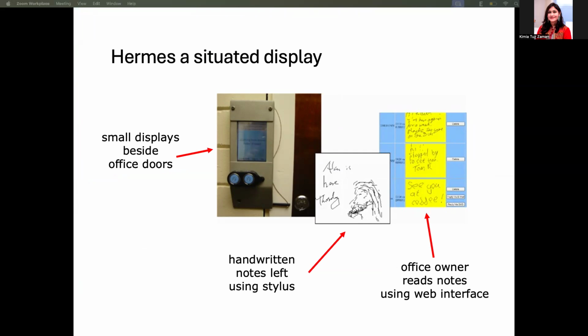So, Hermes was a project with small digital displays outside offices where people could leave digital sticky notes. It seems simple, but it showed how technology can blend into everyday environment. Can you think of some modern equivalents? I think some good examples might be our Slack status, Google Calendar activity that we can share when we are free, when we are not, smart home displays, etc. Can you think of any?